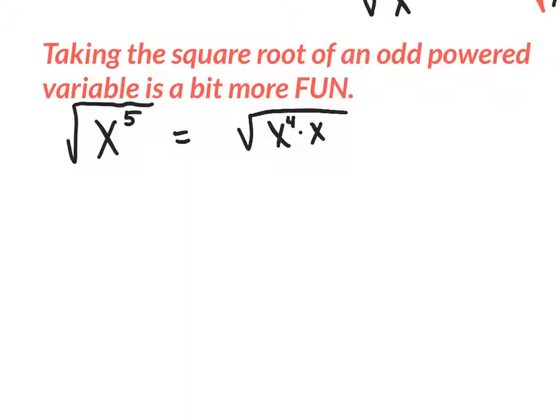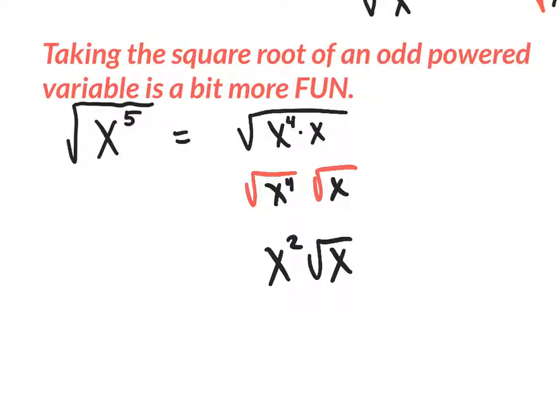Now, when I split the root, I will have the square root of x to the fourth times the square root of x. And what is the square root of x to the fourth? X to the second. And the square root of x stays the square root of x. So I think that's an easier way of looking at it. It's really different because we're still working with radicals as opposed to switching to the exponent of 1/2.